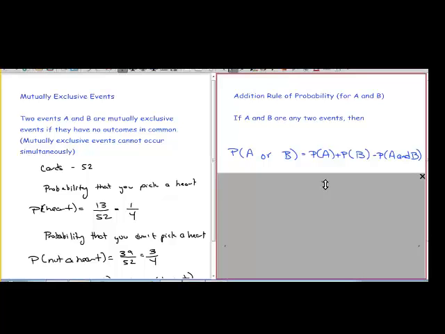But again, we usually do this talking about things like cards. What's the probability of getting a something or a something, two different cards, and we can look at the probability of each thing occurring and then subtract the probability of them both occurring, and then come up with the final answer.